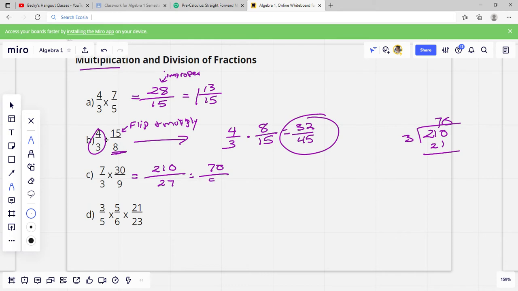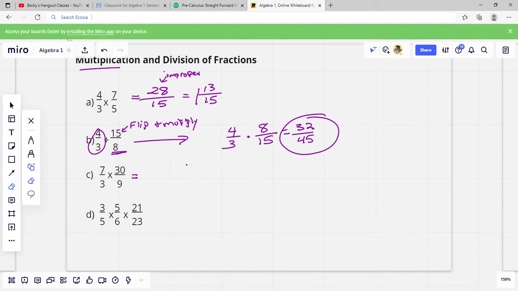And then 9. Right, 70 over 9. If I did divided by 3 and divided by 3, that reduced my fraction. But I can reduce before I multiply, and it's a whole lot easier.